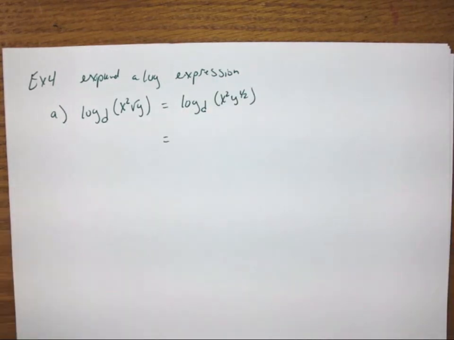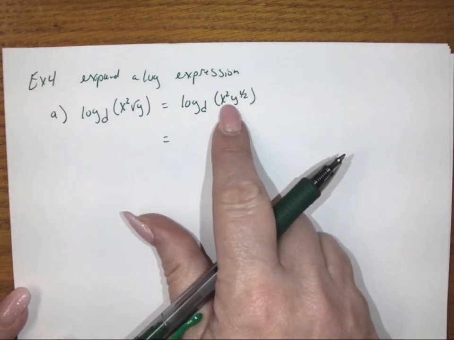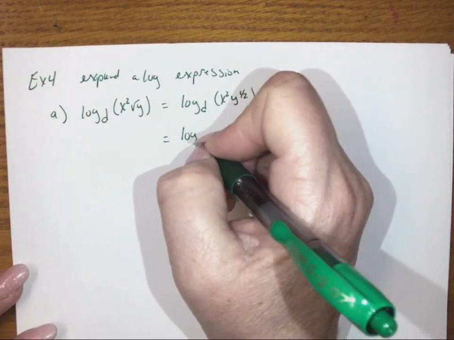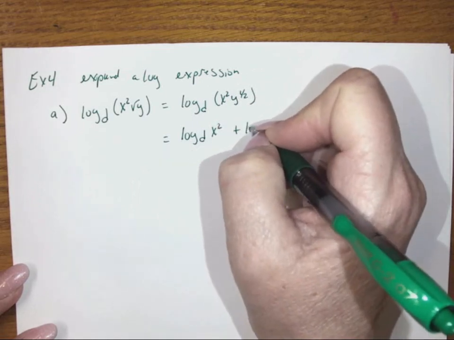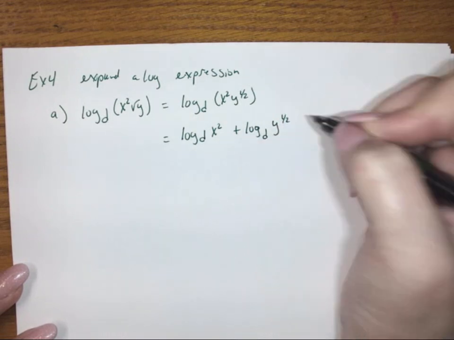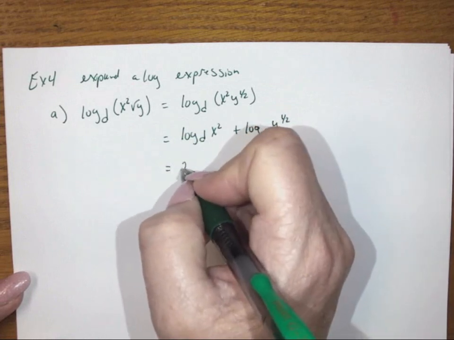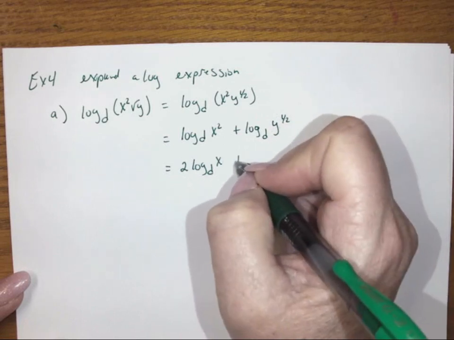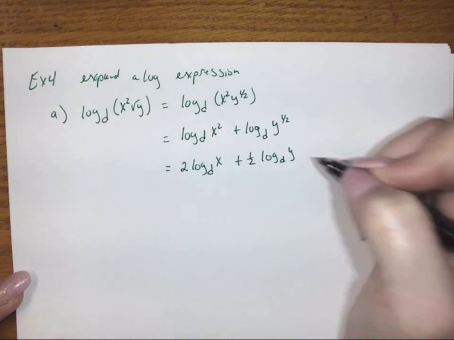So as we expand these, we're going to work on our properties here. The first thing we're going to do is this is multiplication, so it's going to become addition. So log base D of x squared plus log base D of y to the 1/2. Now we'll use our power rule and move our exponent out front. So 2 times log base D x plus 1/2 log base D of y.